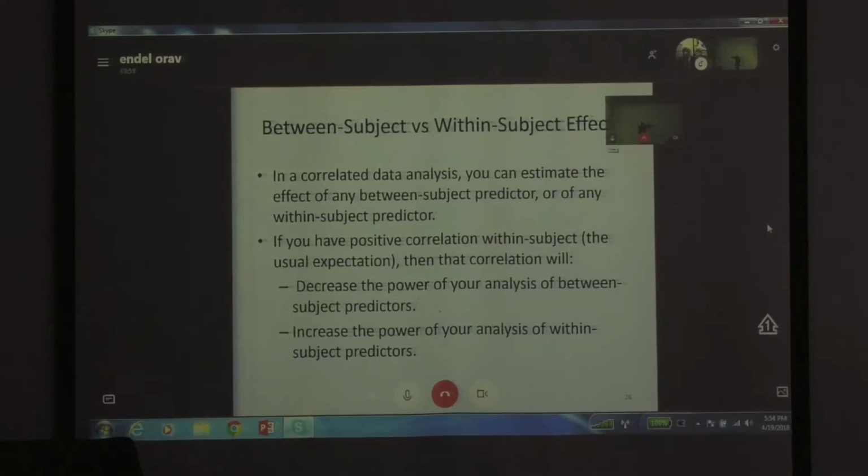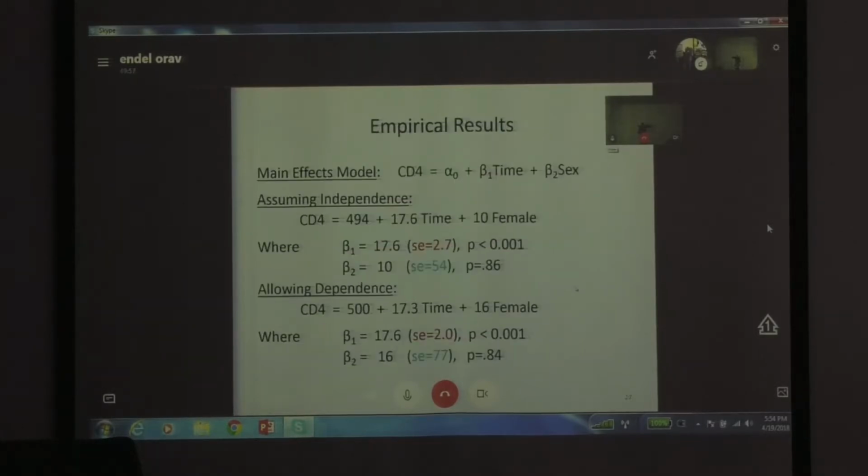Otherwise, you will not have the power for the between men and women difference. So just to demonstrate, if this helps cement the conceptual, at the top, I ran the model the wrong way, assuming independence. At the bottom, I repeated the results allowing for dependence. This is the correct way to do the analysis.